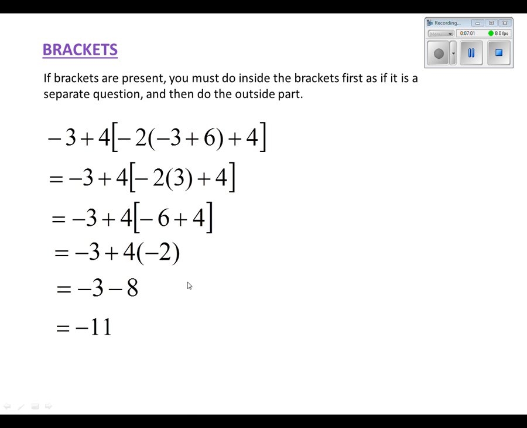So what we're going to be doing for homework is a worksheet 1 through 10.